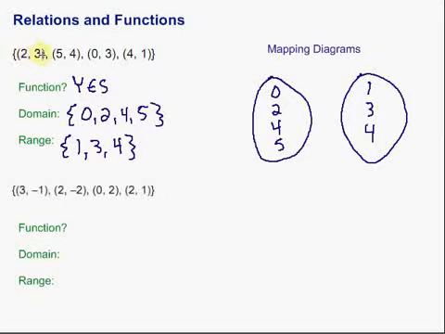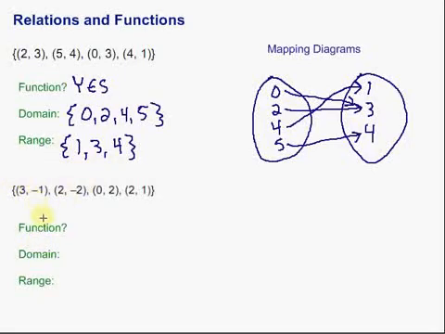So our first one is 2 to 3. Our next one is 5 to 4. So just drawing arrows again. 0 to 3. So here we've got 0, we're going to 3 again. And then we've got 4 to 1. So that would be our mapping diagram for that relation.